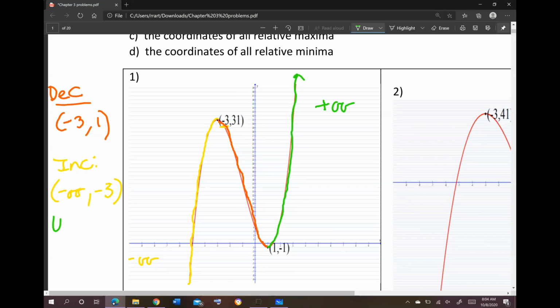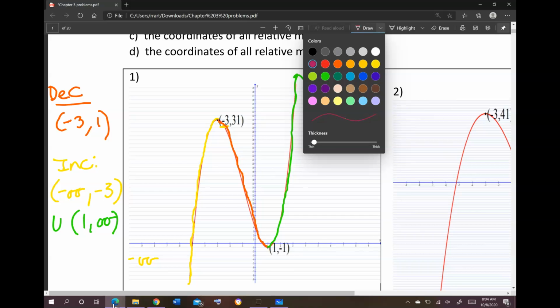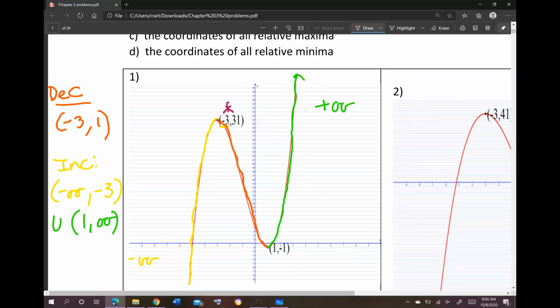So we're going to use union: increasing from 1 to positive infinity. Now, if you notice, where did it turn from increasing to decreasing? Here's one point, and we call that point a max. Then we also turned right here. We call that a min. So not only are your max and mins called your relative extreme values, they're also called your turning points. They're where your graph turns from increasing to decreasing.